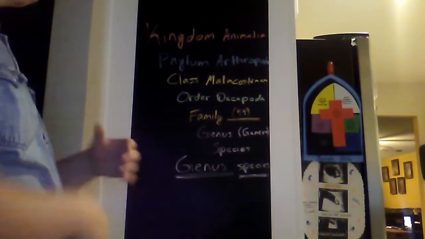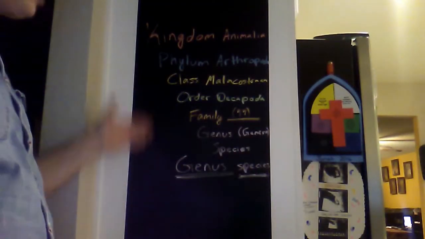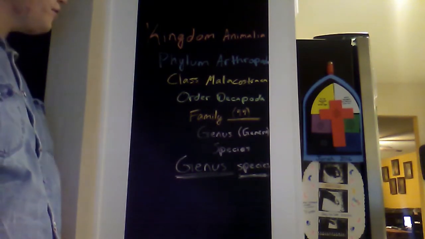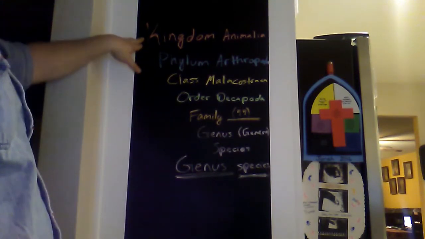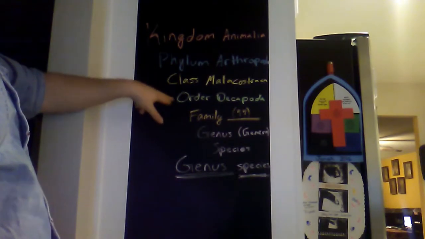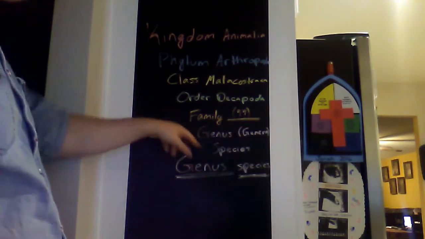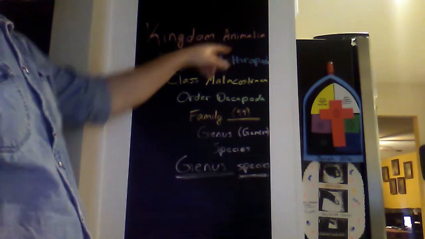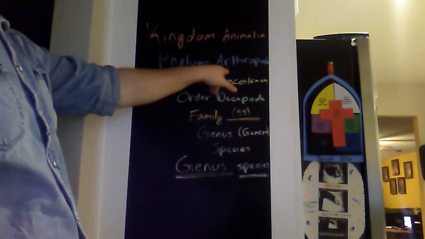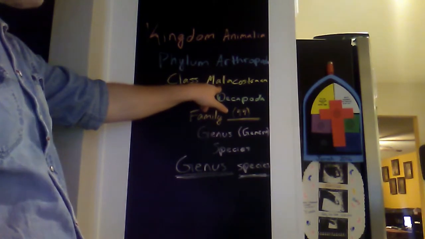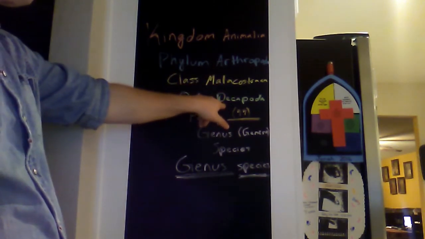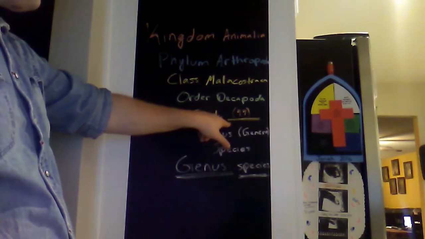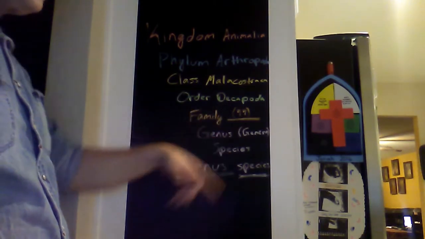The first thing you need to know is the classification scheme, which I have written on this chalkboard here. As you can see: kingdom, phylum, class, order, family, genus, species. The kingdom of decapod crabs, they're in the kingdom Animalia. The phylum Arthropoda. Class Malacostraca. Order Decapoda. And the family, genus, and species will vary.